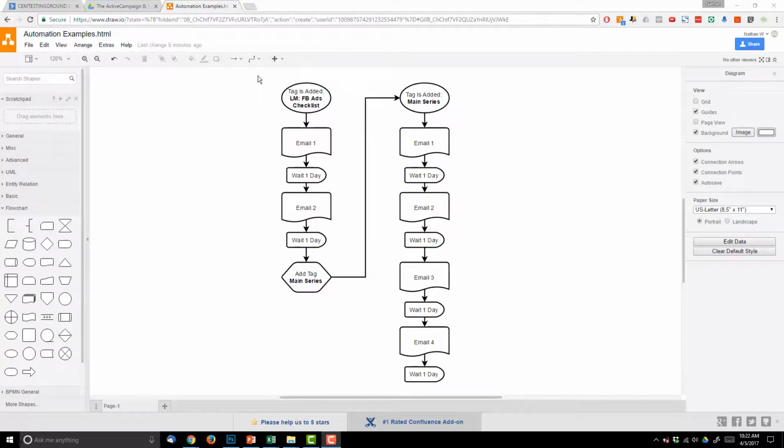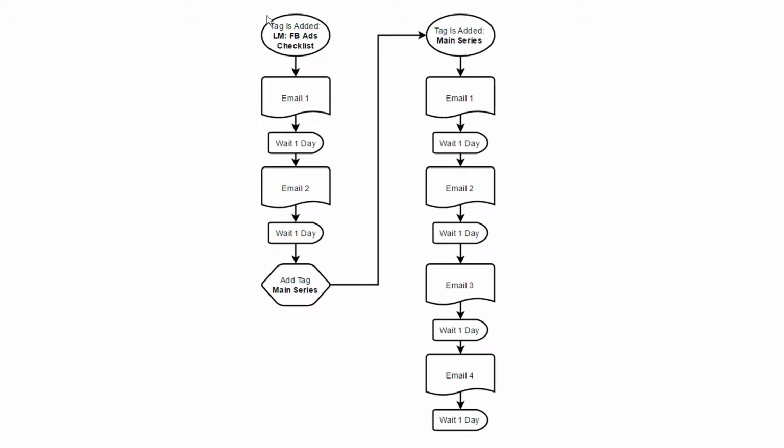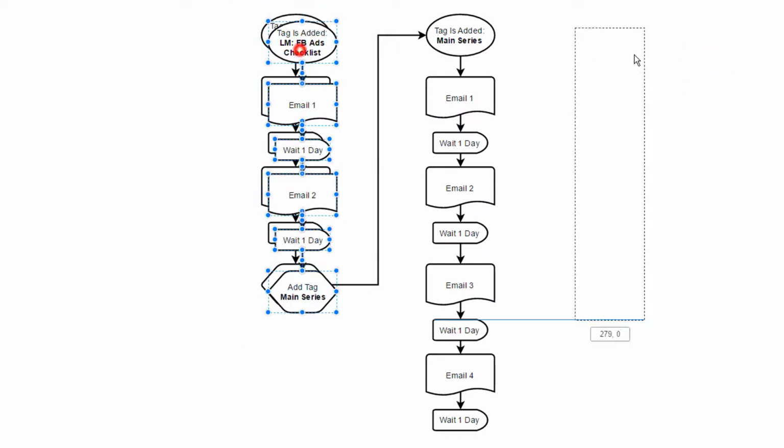Or whatever automation flow you want to point someone in. It doesn't necessarily have to be the main series automation. It's just in my particular example, I'm using a main series automation. So basically, we're going to duplicate our automation workflow.